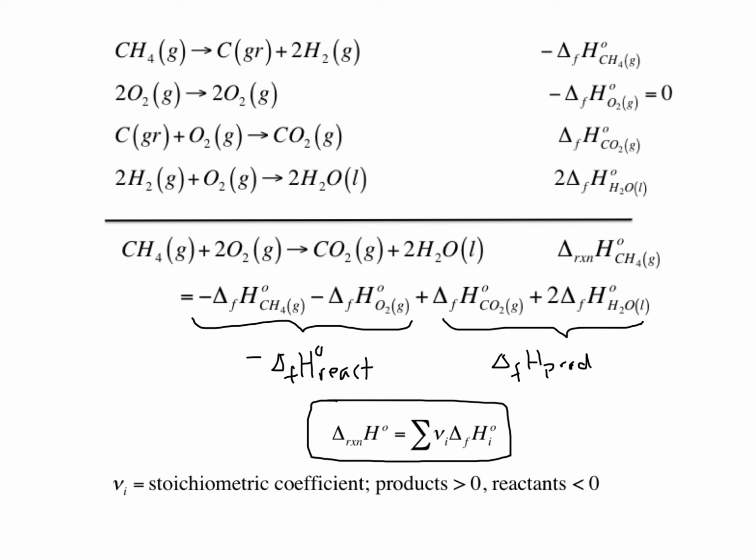Now, as long as I have the delta H of formation of every component in my reaction, I can find the delta H of reaction. And this is why measuring the delta H of formation for substances provides us with a good set of reactions from which we can find the delta H of any other reaction that we might be interested in.